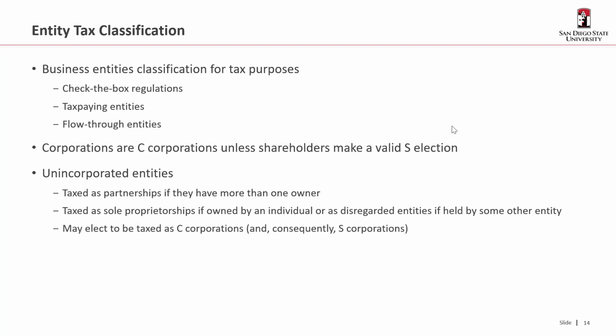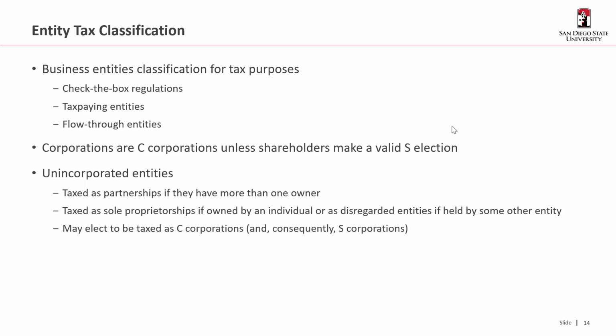Unincorporated entities, so that's anything but a corporation, can basically check the box on whatever entity type they want. Typically, they're going to be taxed as partnerships. If they have more than one owner, of course it can't be a sole proprietorship, but they could elect to be treated as a corporation. So you can establish a partnership and you can in fact elect to treat that as a corporation. Now, I'm not sure why you would do that, but you could.